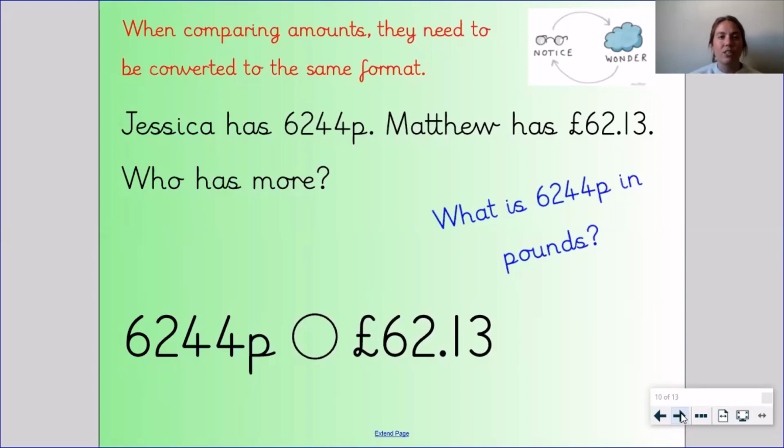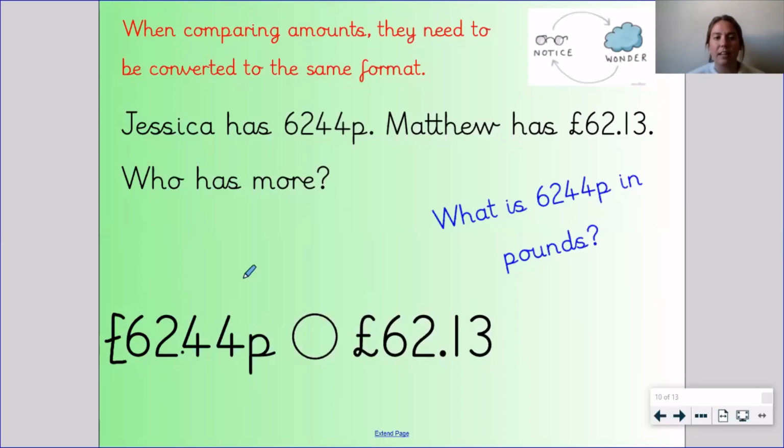Okay, so if you've got a question like this, Jessica has 6,244p, Matthew has £62.13, who has more? The first thing you need to do is decide whether you are going to convert to pounds or to pence. Here we've decided that we're going to convert to pounds. So 6,244p is how many pounds? Well, I'm going to divide that by 100, which means I'm going to move it to the right 2 decimal places.